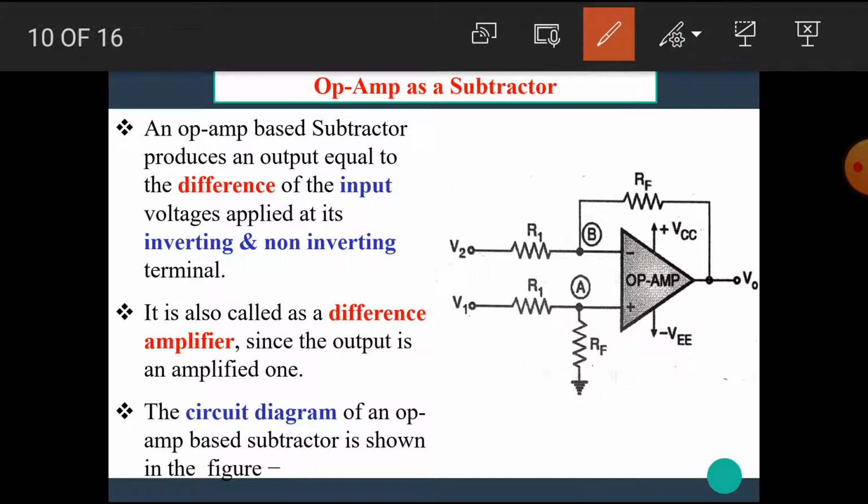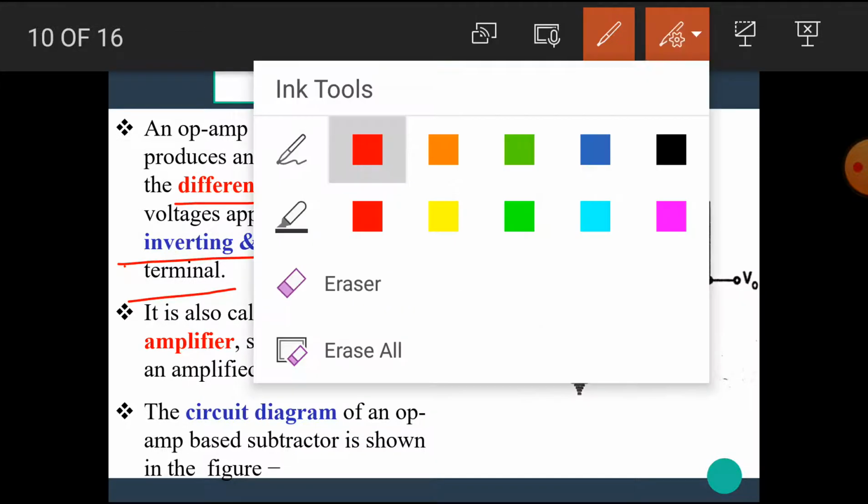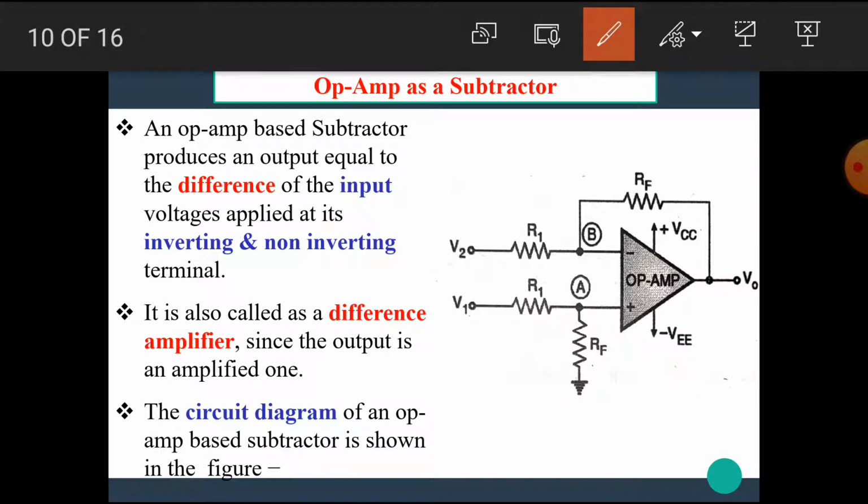An op amp based subtractor produces an output equal to the difference of the input voltages applied to its inverting and non-inverting terminals. That means here the inputs are given to both inverting and non-inverting terminals. No terminal is connected to ground to make it a single inverting or non-inverting configuration. It is also called a difference amplifier since the output is an amplified one. The circuit diagram of the operational amplifier based subtractor is shown here.